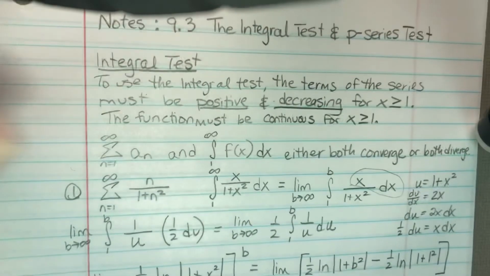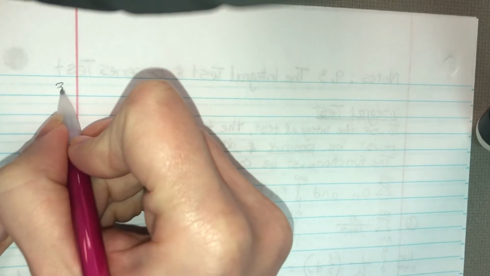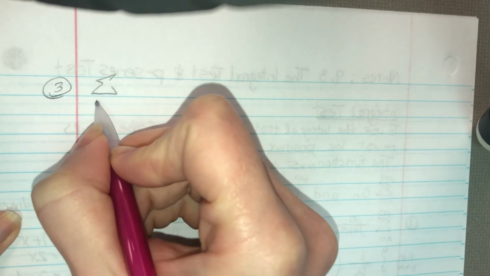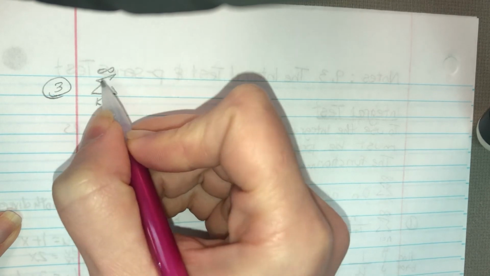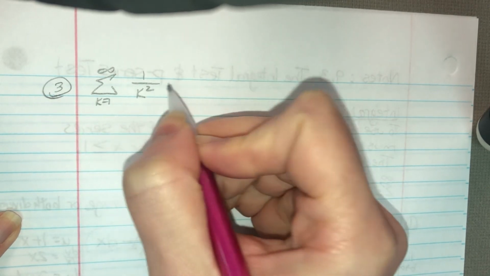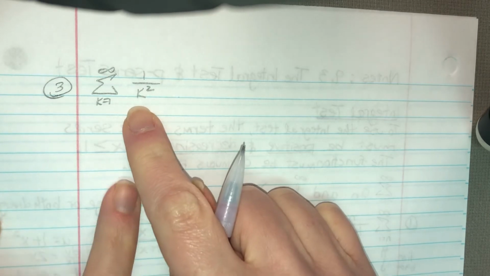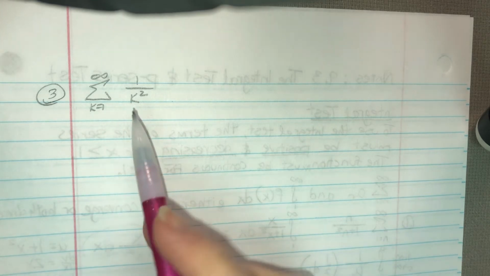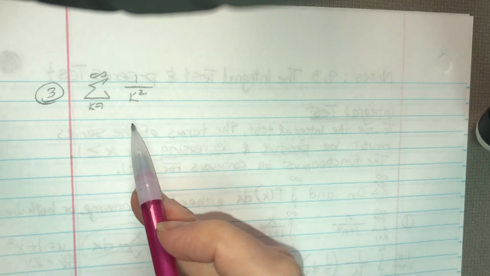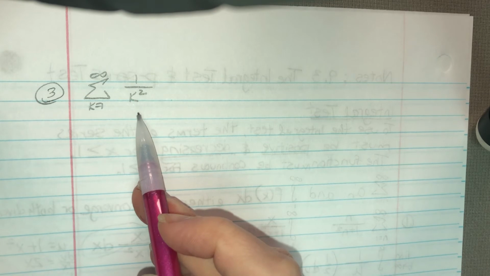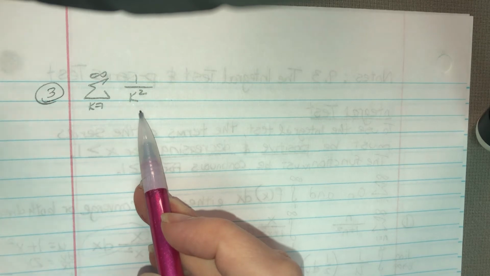We're going to do one more of these integral test problems. Number 3. The sum from k equals 1 to infinity of 1 over k squared. All right, so we have to check 3 things to use the integral test. The terms of the series must be positive for x values greater than or equal to 1. If I'm plugging in positive integers, squaring them, this is always going to be positive.